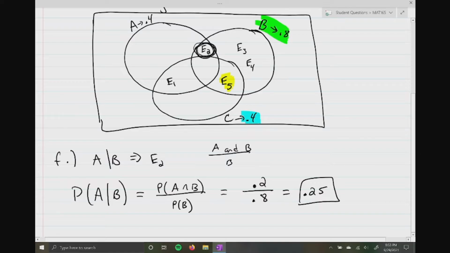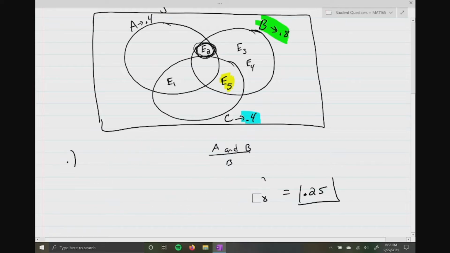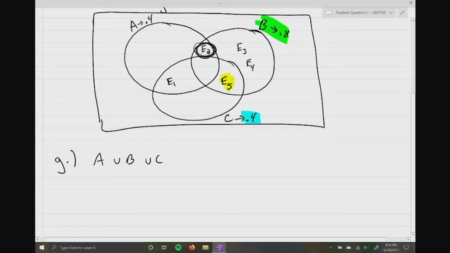I hope this is clarifying some stuff. So now we're going to do letter G. Let me erase this. We're going to do G. Give me one second. So G is A union B union C. So this is going to be the set of everything.